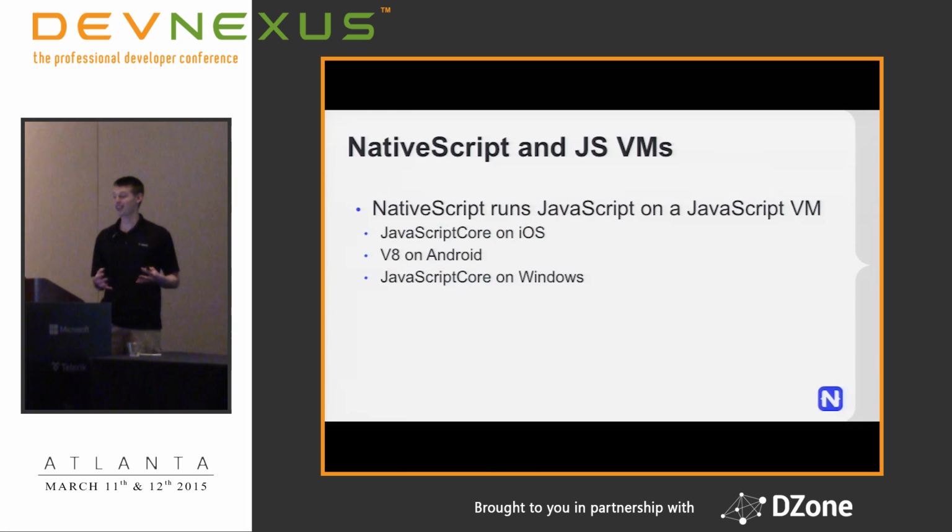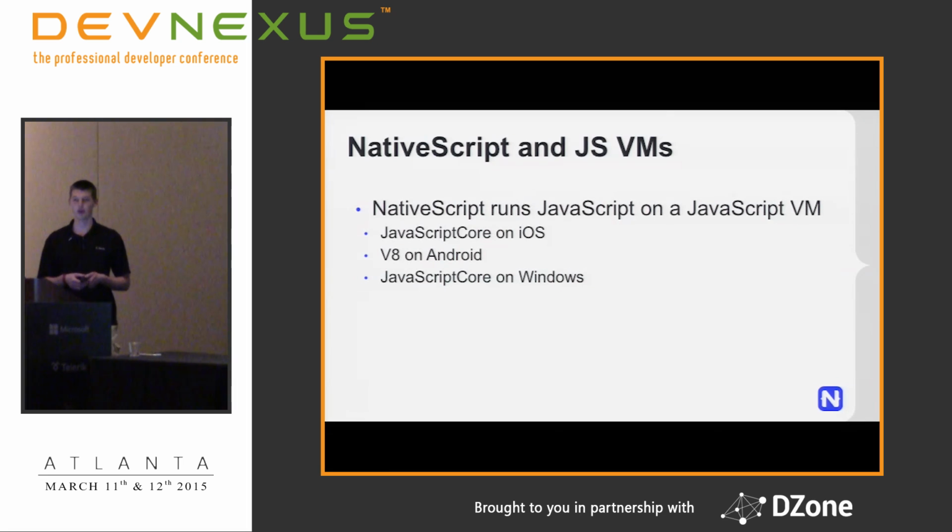The first thing to know about any of this code is that it all runs on JavaScript VMs, or virtual machines. If you don't know what that is, it's basically just software that actually runs JavaScript. So browsers, your Internet Explorers, your Chromes, your Firefox, they all have JavaScript virtual machines. JavaScript Core is what NativeScript uses on iOS, and V8 is what NativeScript uses on Android. And our early implementations of Windows are using JavaScript Core as well.